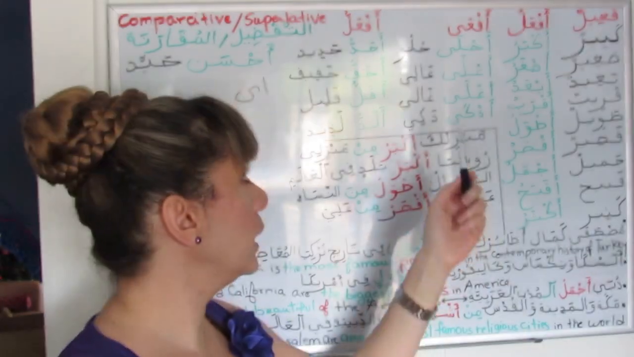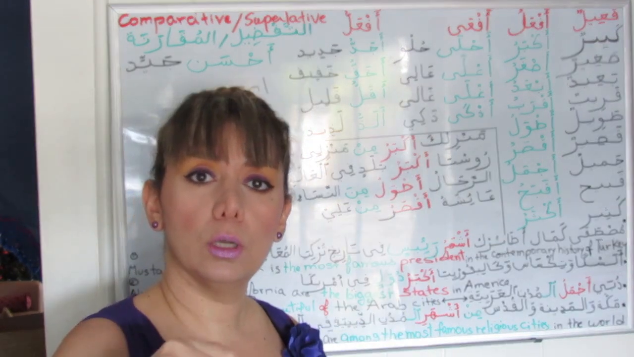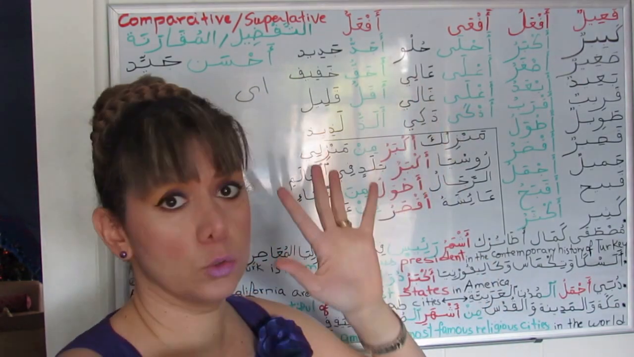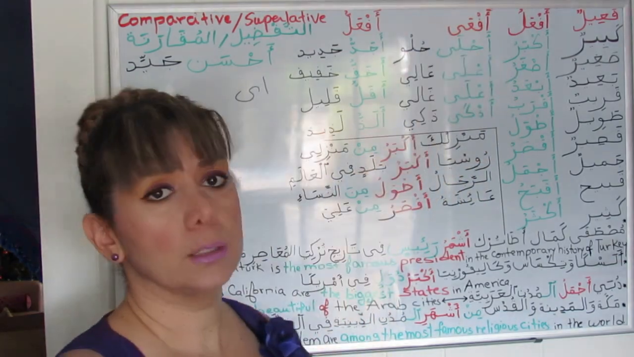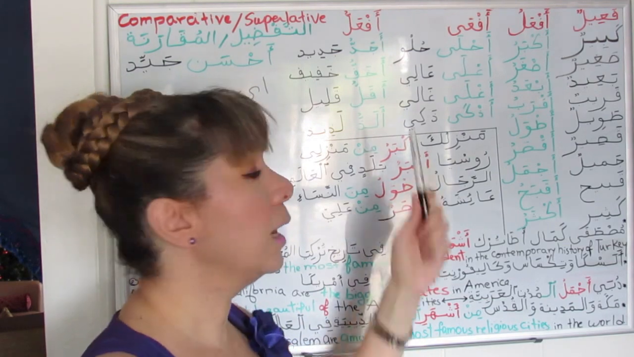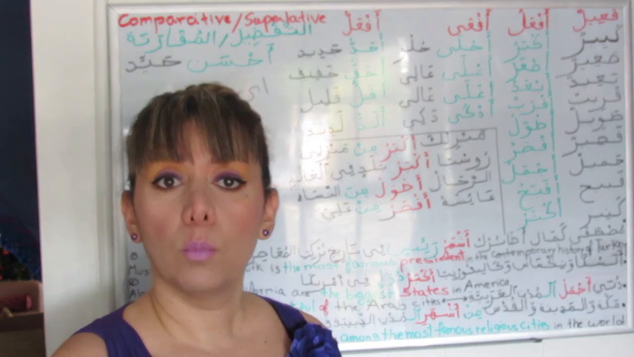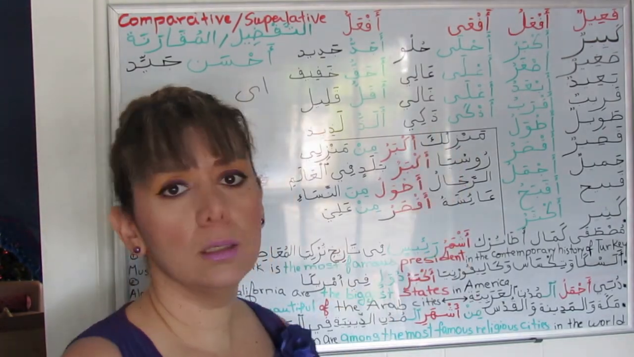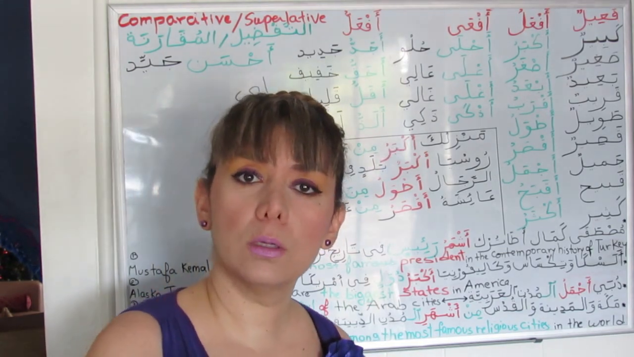عالي, here the roots are عين and لام. We get rid of ألف, the long vowel, and the ya because they don't belong to the root of this word. And we follow the pattern. We have أعلى, higher or highest. غالي, expensive. أغلى, more expensive or most expensive. ذكي, it means smart. أذكى, smarter or smartest.